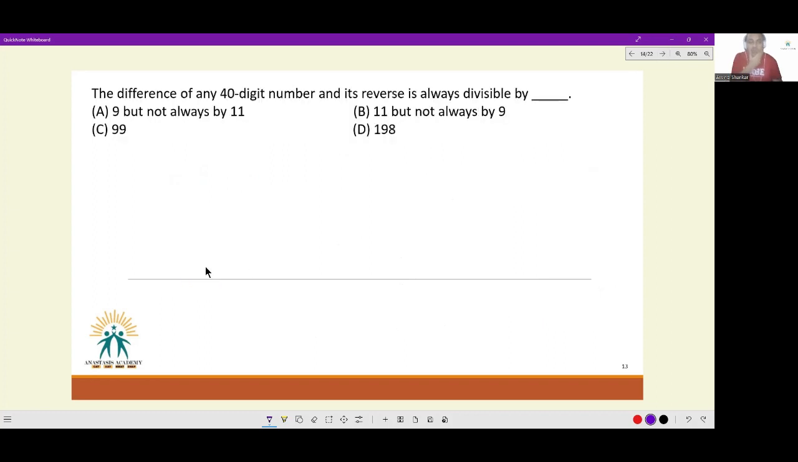Next one. The difference of any 40-digit number and its reverse is always divisible by... Okay. There is a technical way of doing this and there is a smart way of doing this. So, let's look at the technical way first. If it's a 40-digit number, a 2-digit number goes from 10 raised to the power 1 to 10 squared minus 1. So a 40-digit number will go from 10 raised to the power 39 to 10 raised to the power 40 minus 1. The range of 40-digit numbers is this.